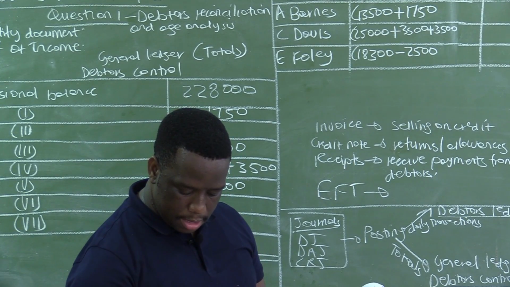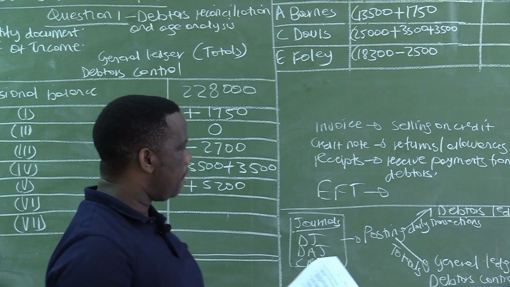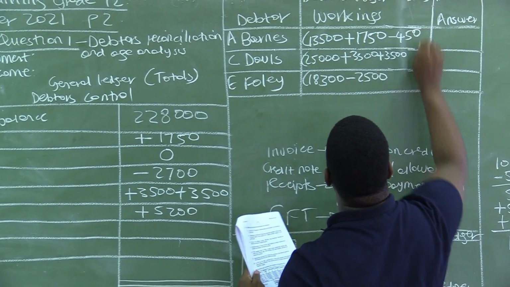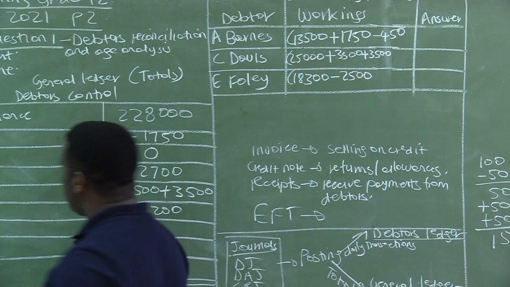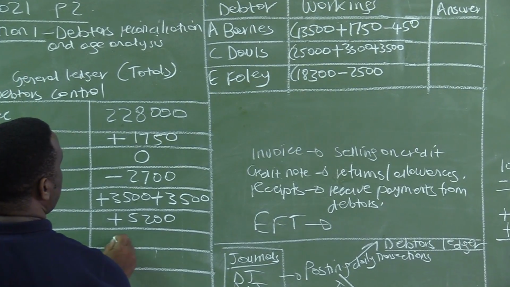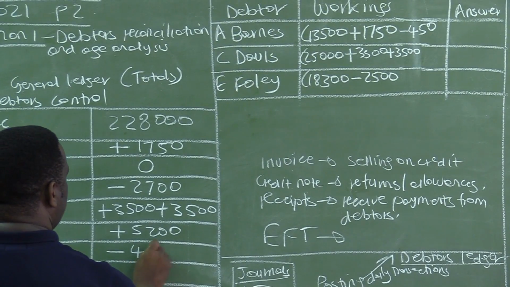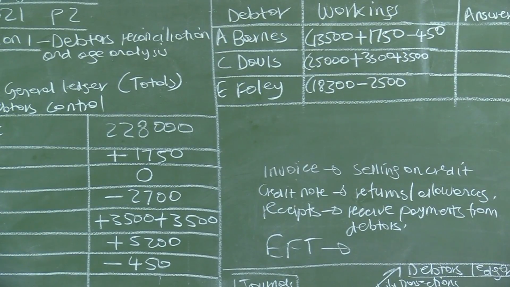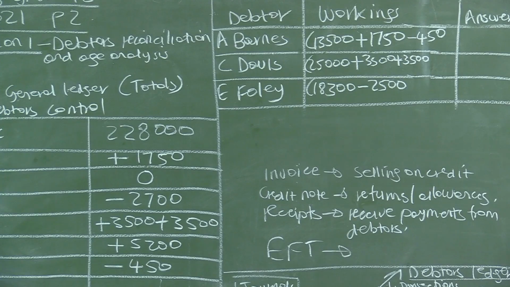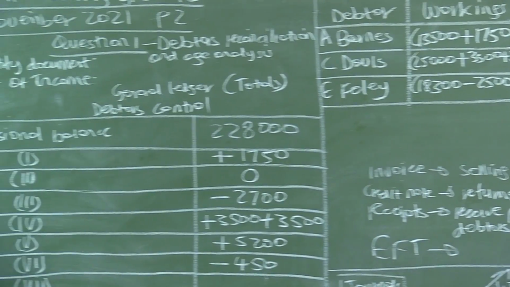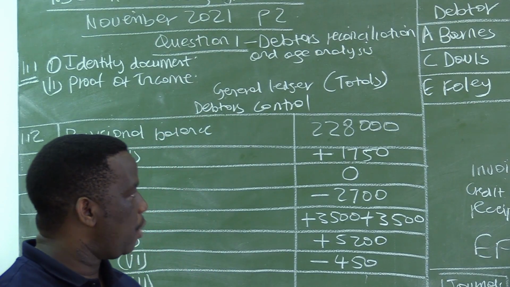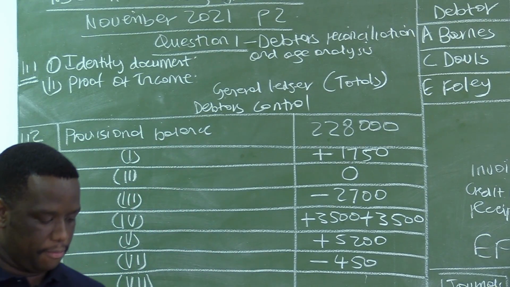700 minus 250, let's check. We have robbed this debtor in the amount of 450, so we still need to go to his account and subtract 450, because the merchandise returned was not 250, it was 700. We should have subtracted 700. So because the mistake was made in the journal, even our total might be wrong. So that is why we are also correcting it here in our control account by subtracting 450. Merchandise returned was valued at 700, but we only subtracted 250, so we need to subtract another 450.